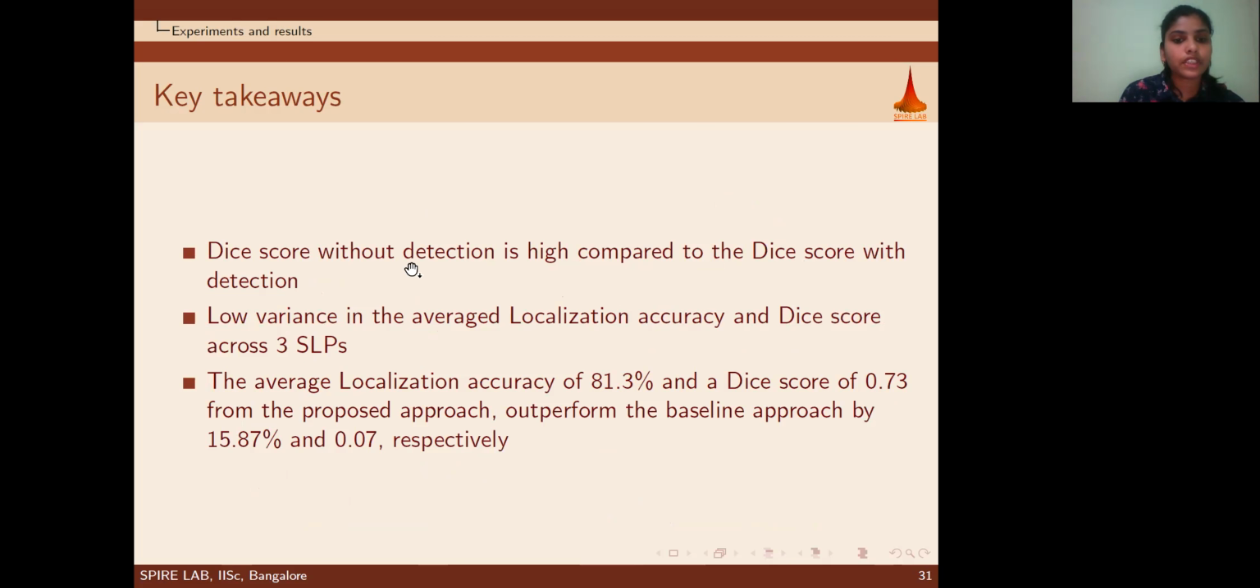Interestingly, the dice score without detection is high compared to the dice score with detection, which shows that the performance of the glottis segmentation network is increased by using glottis detection network weight initialization, although it is fine-tuned with less labeled data. And low variance in the average localization accuracy and dice score across three SLPs shows the robustness of the proposed method. We got an average localization accuracy of 81.3% and a dice score of 0.73 from the proposed approach, which outperformed the baseline scheme by 15.87% and 0.07 respectively.